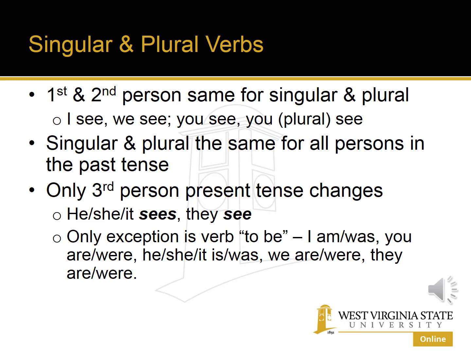The only exception is the verb to be. Here we have differences in both the present and past tense and between the first and third person. I am, we are. I was, we were. He, she, it is, they are. He, she, it was, they were.